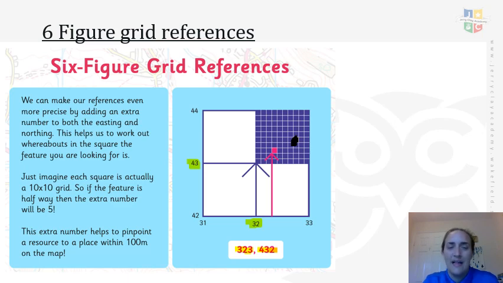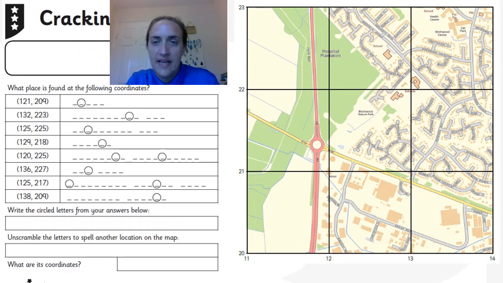So hopefully that helps you to see a little bit more about how they work and how you can be even more specific within your grids. So for example here, we have what place is found at the following coordinates. And the first one given is 121209. So the first thing that I've got to imagine is all my grid lines are on this map.